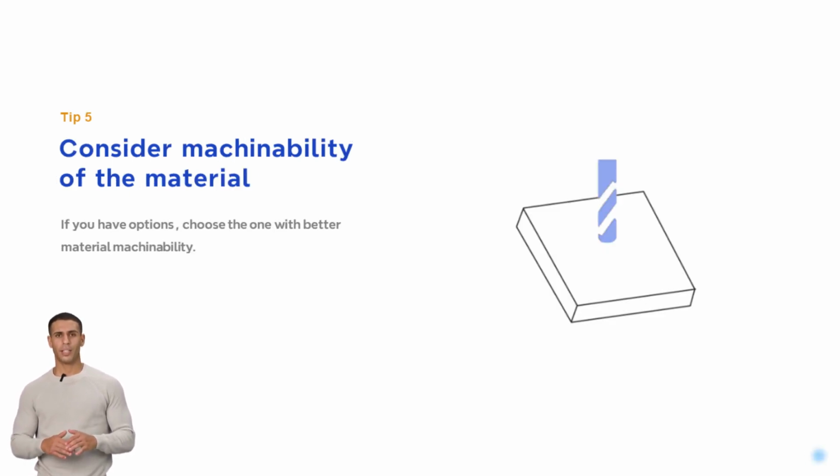Tip number 5, consider machinability of the material. If you have options, opt for the one with superior material machinability. Machinability denotes how easily a material can be cut, with higher machinability resulting in faster CNC machining and reduced costs. The machinability of each material hinges on its physical properties. Generally, softer and more ductile metal alloys are easier to machine. Therefore, selecting materials based on their machinability can enhance machining efficiency and minimize expenses.